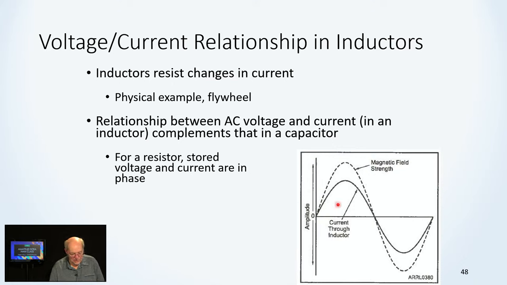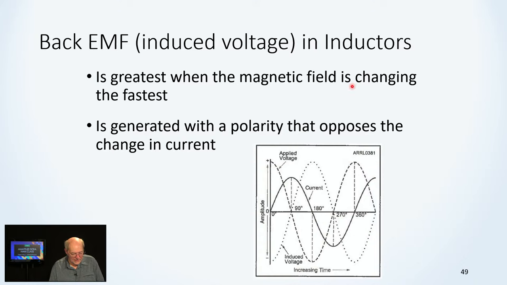So this is showing the resistor case where voltages and currents are in phase, which we saw before. And then again with an inductor, the act of the inductor giving back is the concept of induced back EMF. It's called electromotive force or induced voltage, trying to hold that current steady. Its value is the greatest when the magnetic field is changing the fastest. It generates a polarity that opposes the change in current.